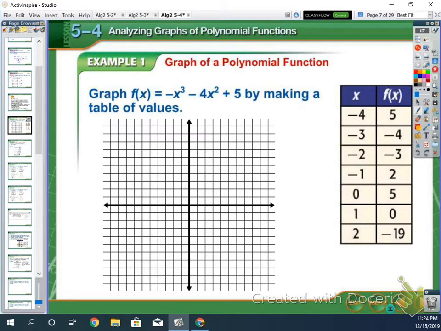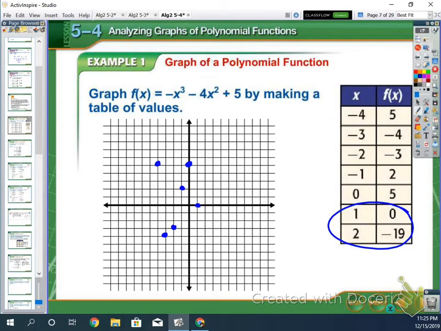So -4, 5, then -3, -4, then -2, -3, then -1, 2, then 0, 5, then 1, 0. And 2, -19 is obviously not going to fit on this graph, so I'm just not going to do it. But that shows us right here what's going on.